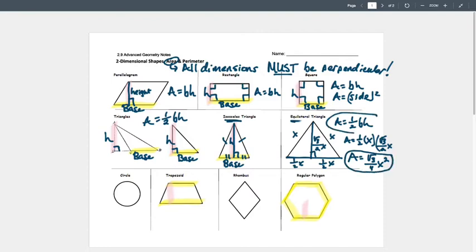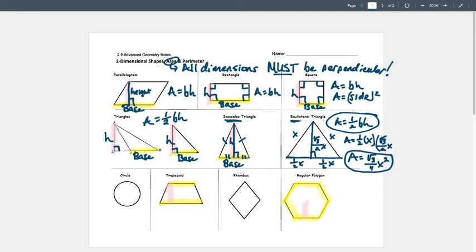You could either do the area equals 1/2 base times height, or if you wanted to memorize another formula, you can memorize that one. I typically just do the area equals 1/2 base times height, but if you didn't want to have to figure out the height and you have the sides, that works also.